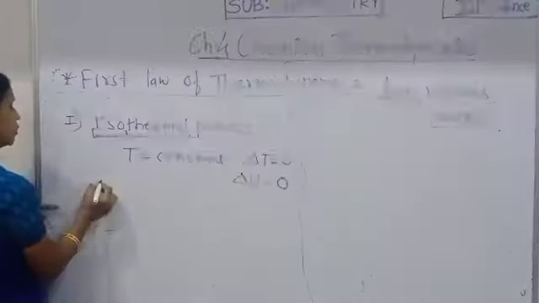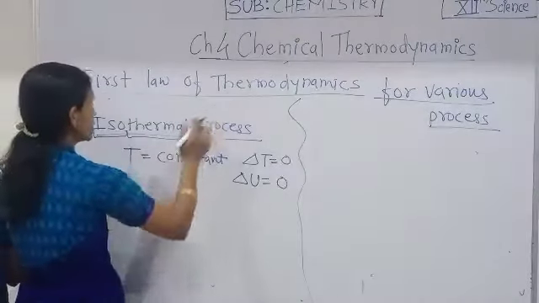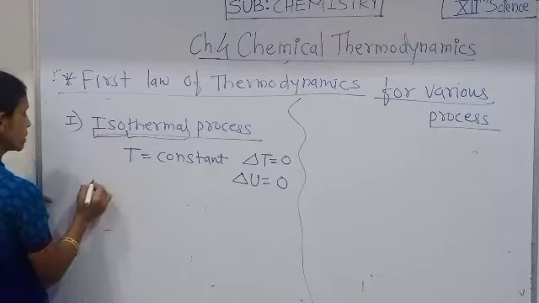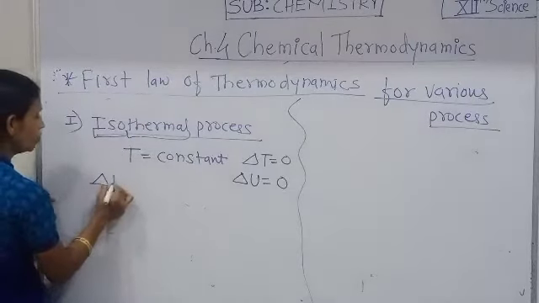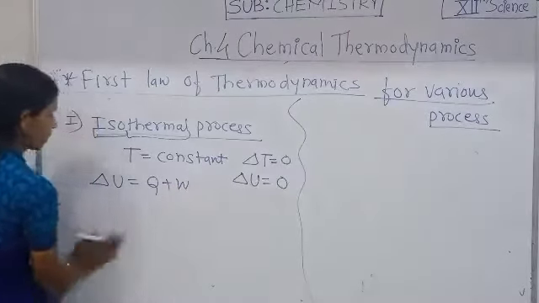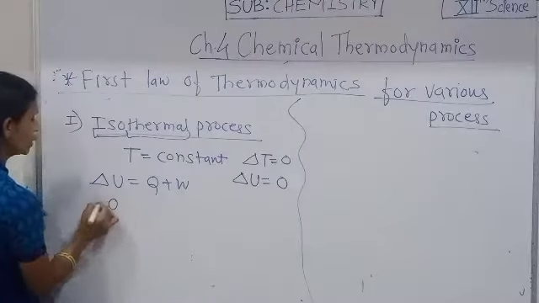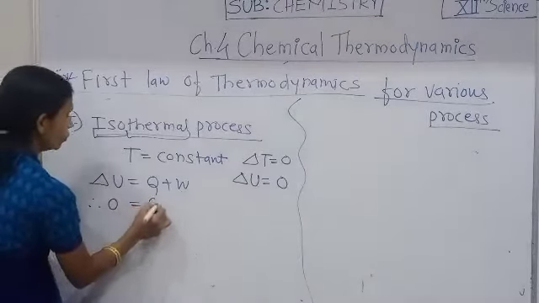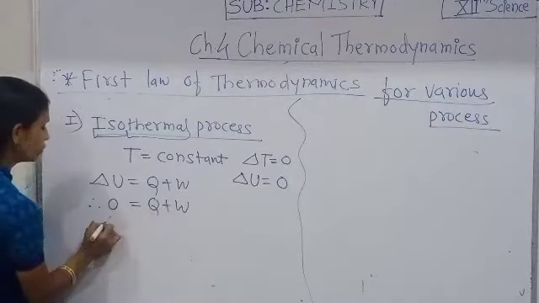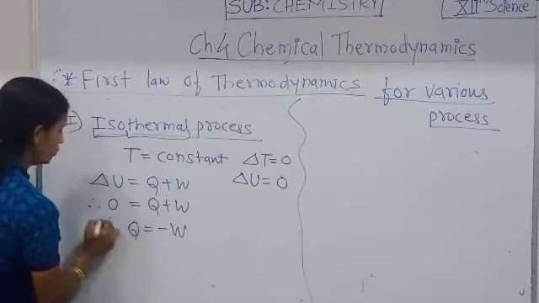Therefore here we can apply the first law of thermodynamics in this process: delta U is equals to Q plus W, and here delta U is 0. Therefore putting the value of delta U, we get the equation 0 is equals to Q plus W. Therefore here Q is equals to minus W.